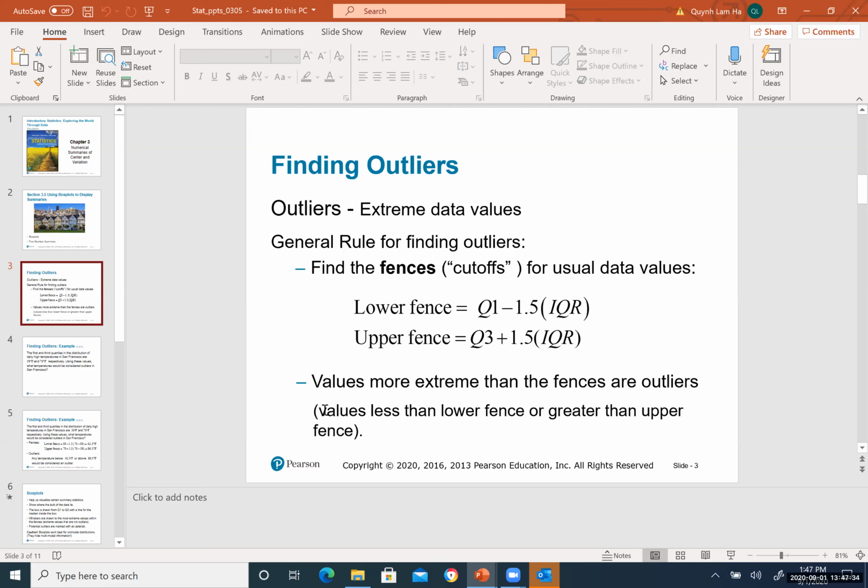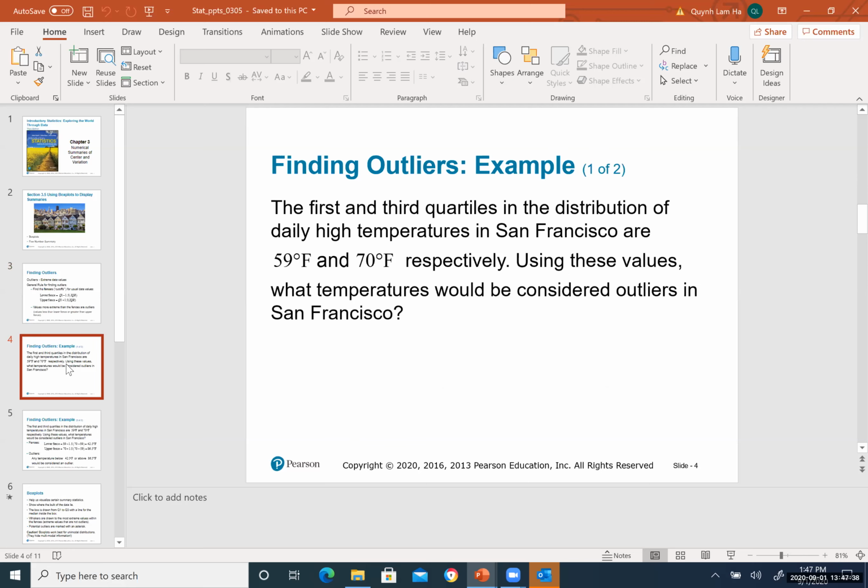After doing all of this process, you will figure out the outliers. Here is one of the examples to figure out outliers for this city. It has the first and the third quartiles. The first quartile, Q1, is 59, and the third quartile, Q3, is 70. So now we're going to use these two values to compute the outliers.